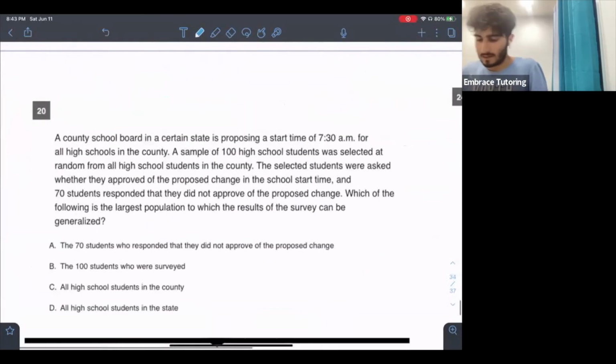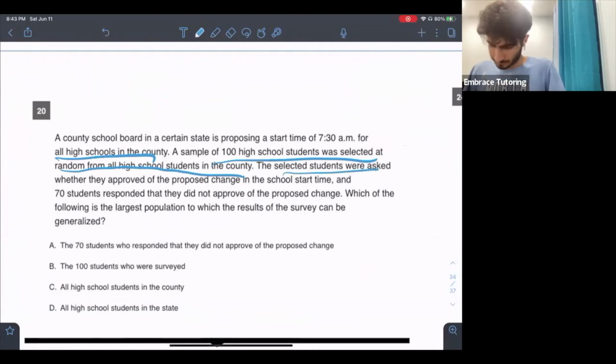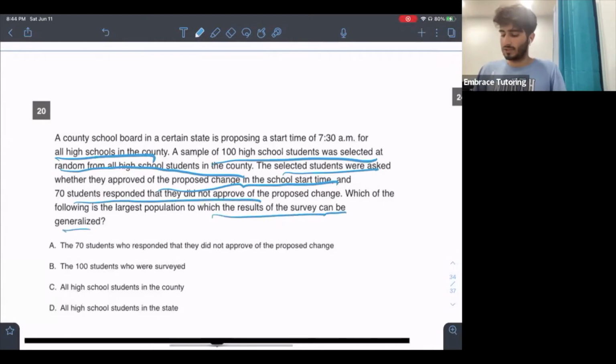Question 20. A county school board in a certain state is proposing a start time of 7:30 a.m. for all high schools in the county. A sample of 100 high school students was selected at random from all high school students in the county. The selected students were asked whether they approved or opposed the change in the school start time, and 70 students responded that they did not approve. Which of the following is the largest population to which the results can be generalized?